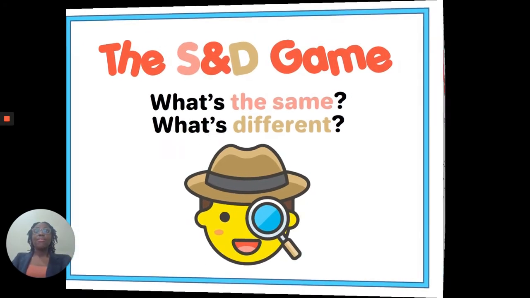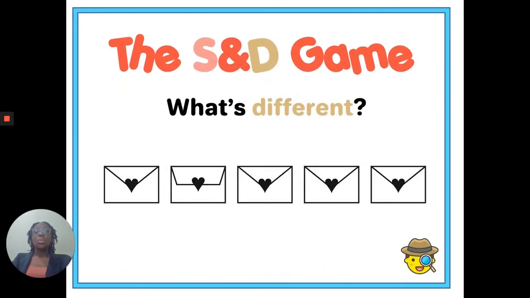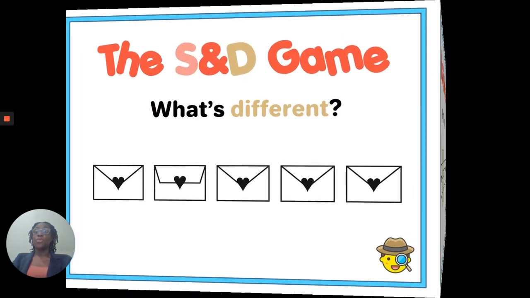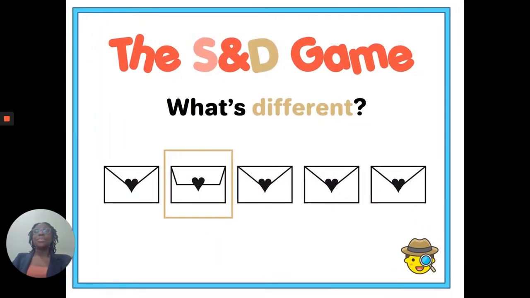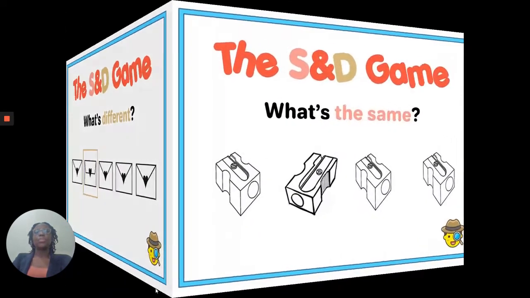So, our first question is, what's different in these pictures? What is different in these pictures? I hope you guessed it correct. We see that this envelope is the one that is different. Let's go to the next one.